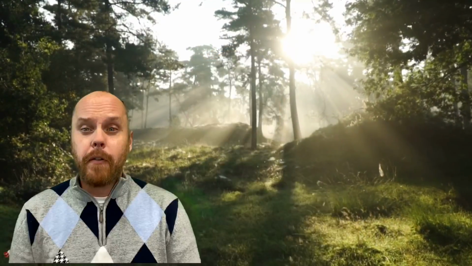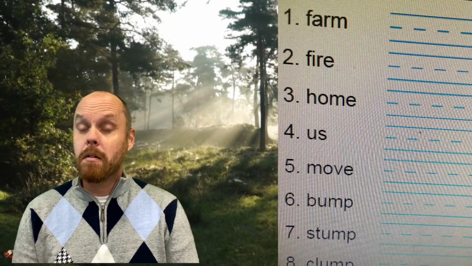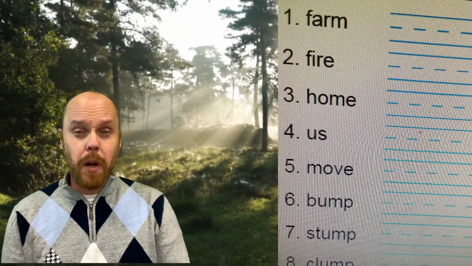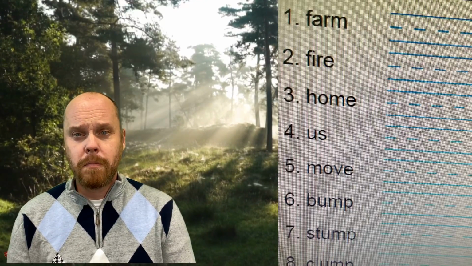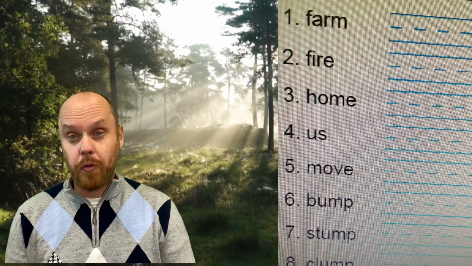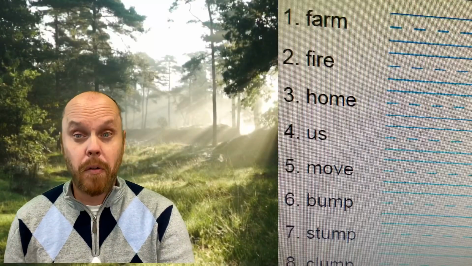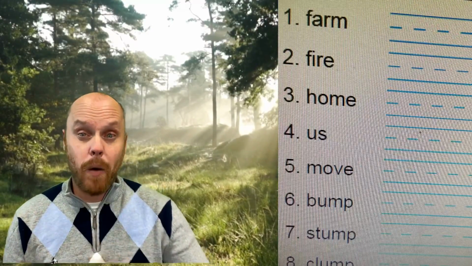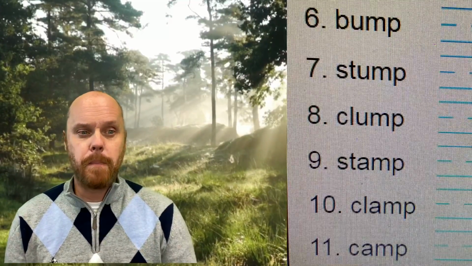Number 1, farm. Number 2, fire. Number 3, home. Number 4, us. Number 5, move. Now, those first 5 words, those are our sight words, aren't they? Okay, let's keep going. Our next few words will have the pattern in them.